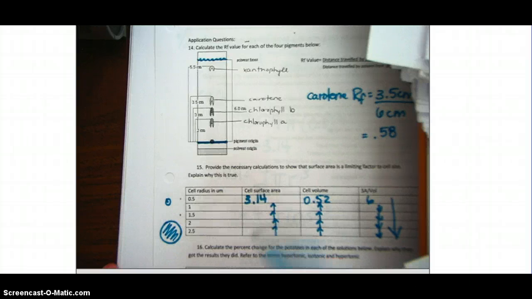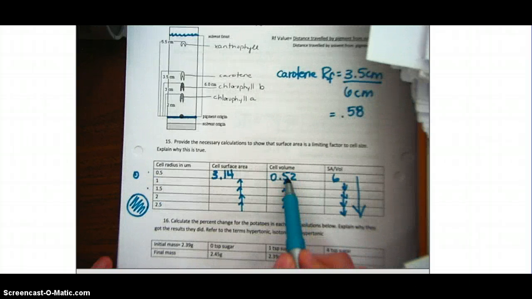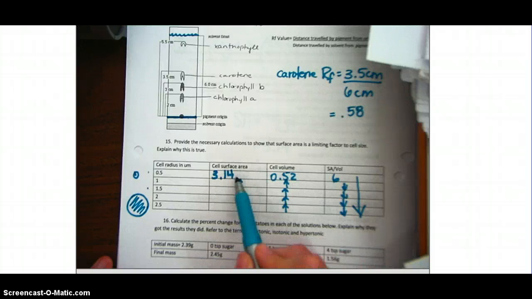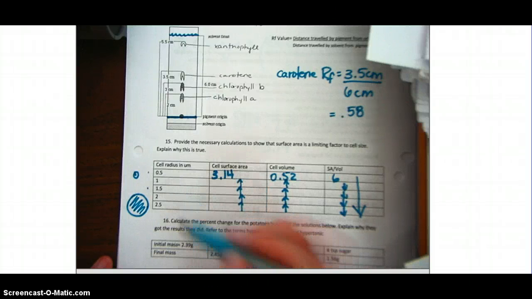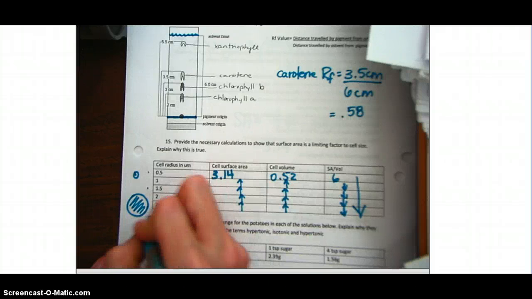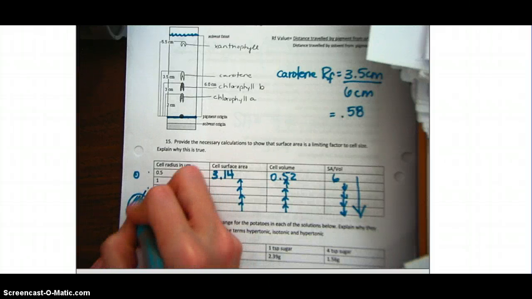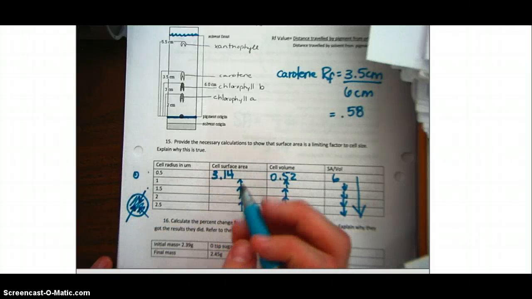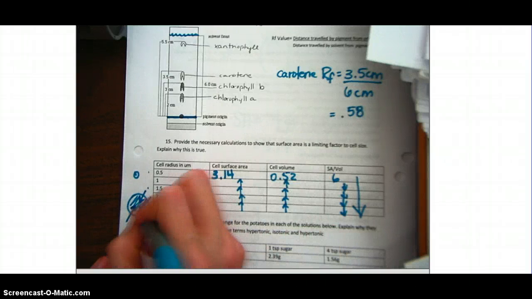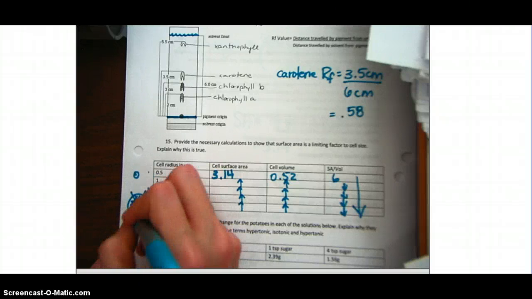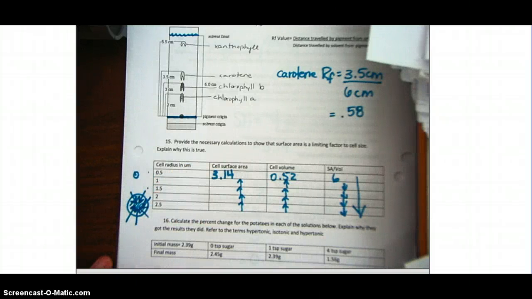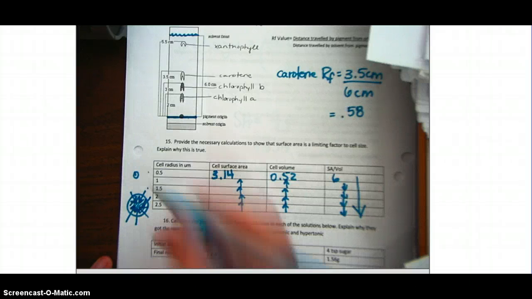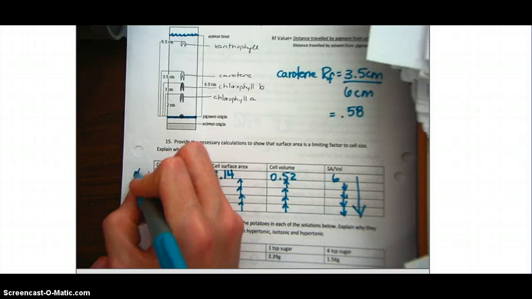Okay? So for every unit of volume that you have, you will get less surface area as a cell gets bigger. The reason why that is important is because a cell will take in raw materials like sugar and will use it to do cell respiration. And if there's not enough surface area to allow absorption of nutrients, then the cell won't be able to undergo cell respiration and your cells will die. So that's why we have really tiny cells, because they have a high surface area to volume ratio.